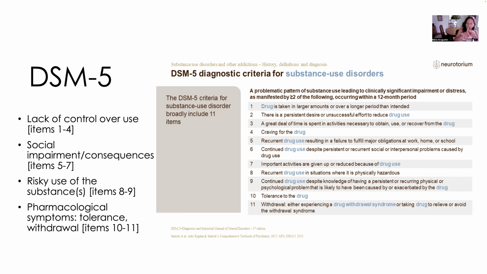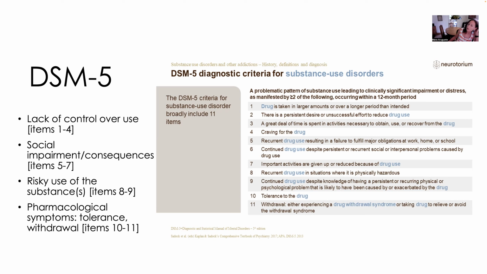Items 1 through 4 have to do with lack of control. Now, you don't have to have that lack of control. It doesn't have to be present in order to be diagnosed. You just have to have two or more of these within a 12-month period. Okay. So if you don't have lack of control items, then maybe you have social impairment or consequences items. Those are items 5 through 7. And you may have one of 1 through 4 and one of 5 through 7, and that would be enough.